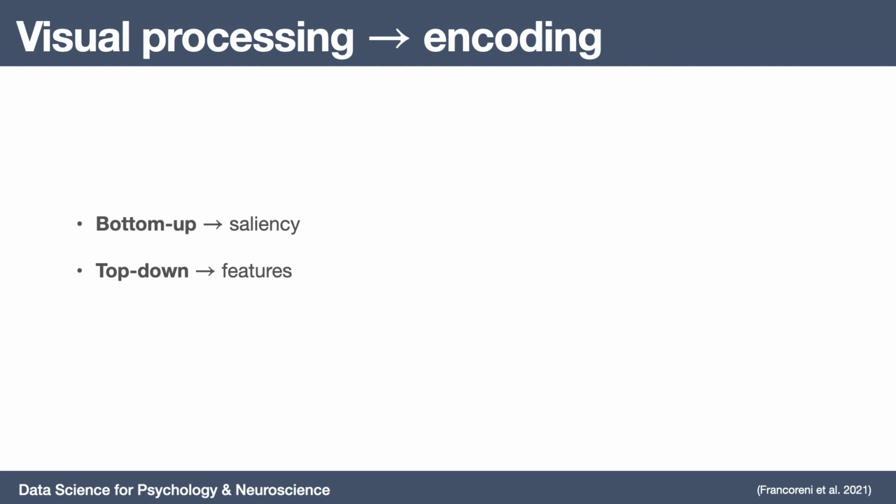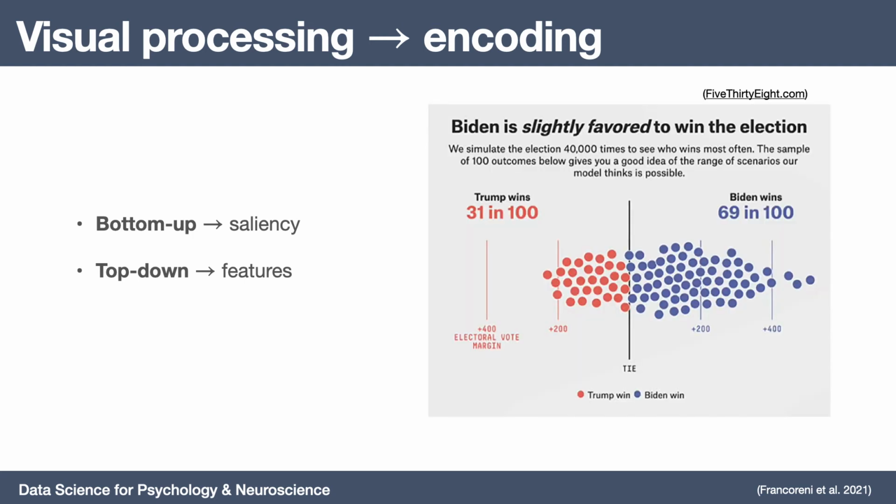Let's consider for a moment this plot, which shows basically the result of different runs of simulations from 538 of the 2020 election. Now, very quickly, the bottom-up information gave you the spatial distribution. You saw that the cluster of points were shifted to the right. We saw that there were much more blue than there were red. So we could extract a blue bias here.